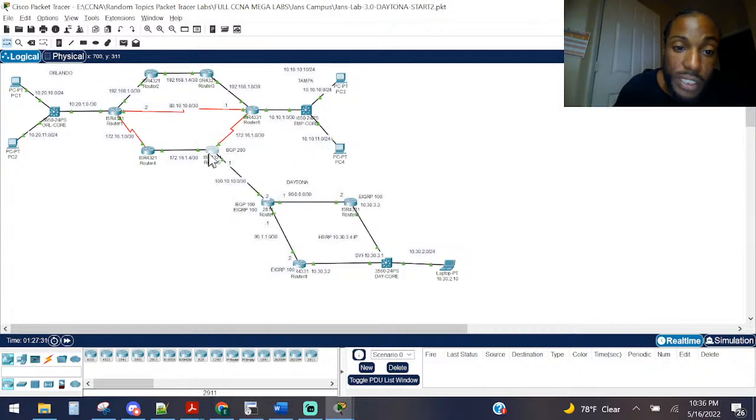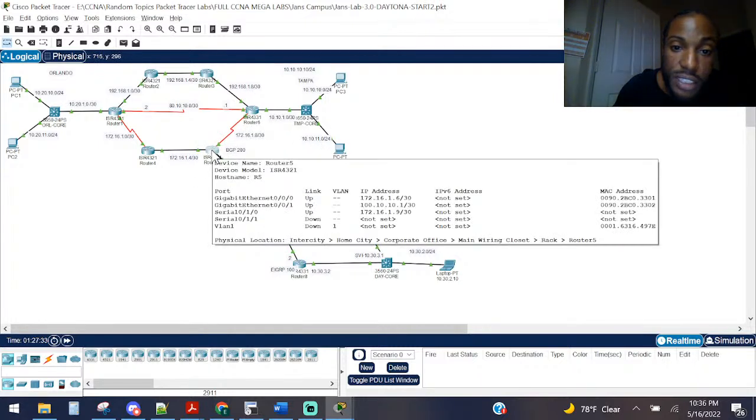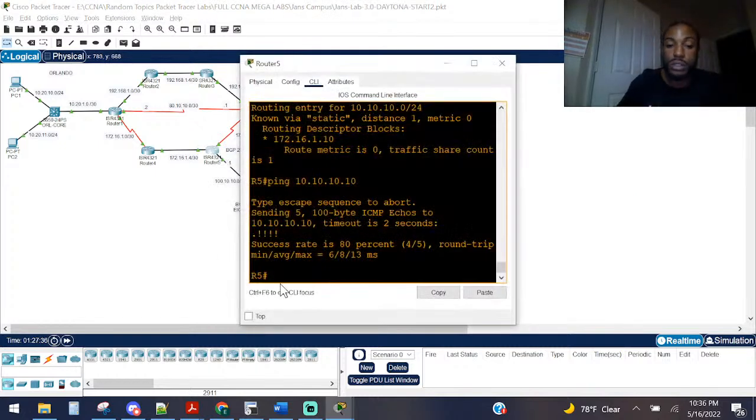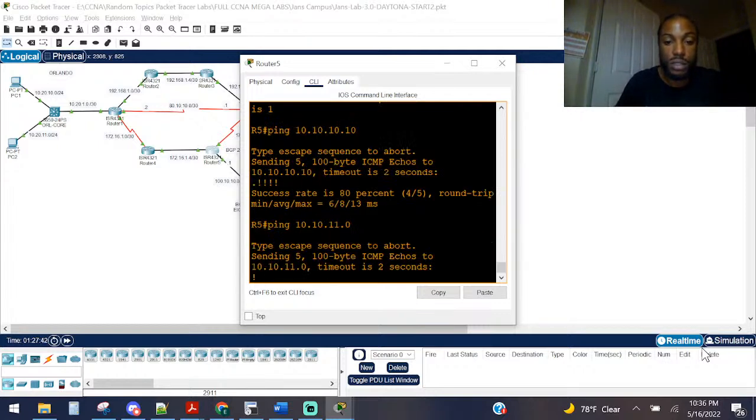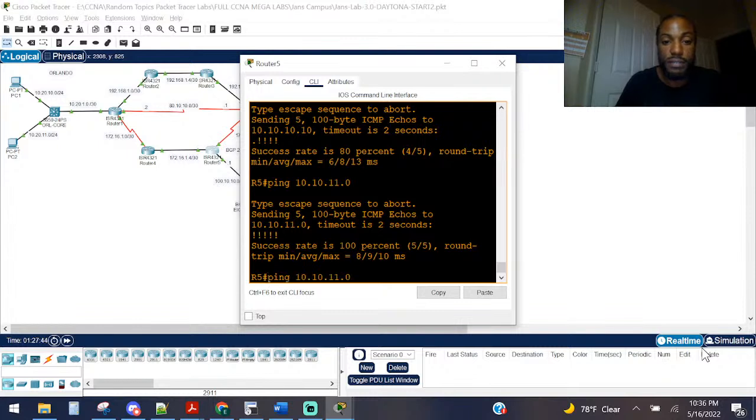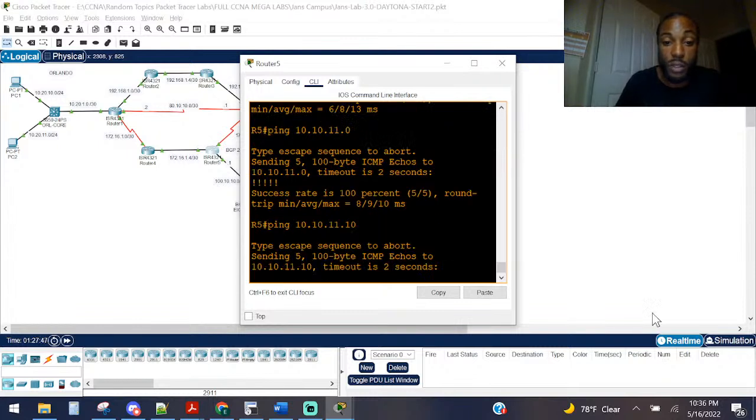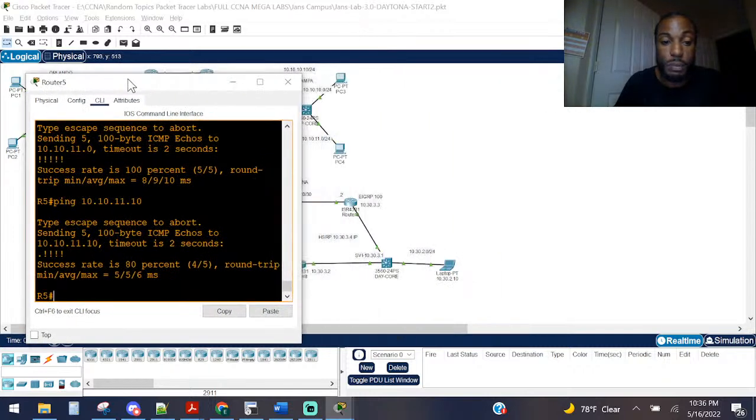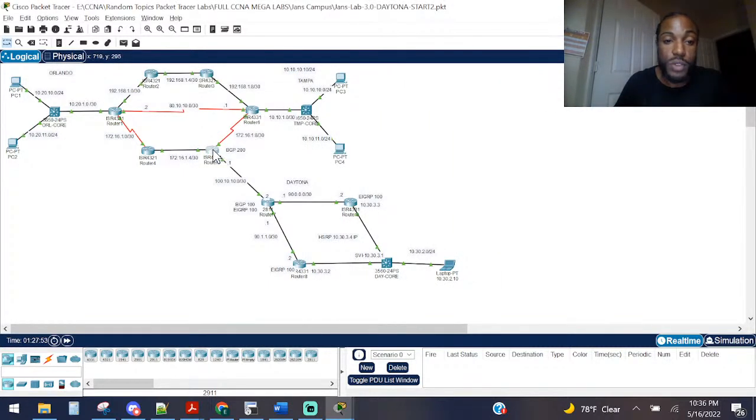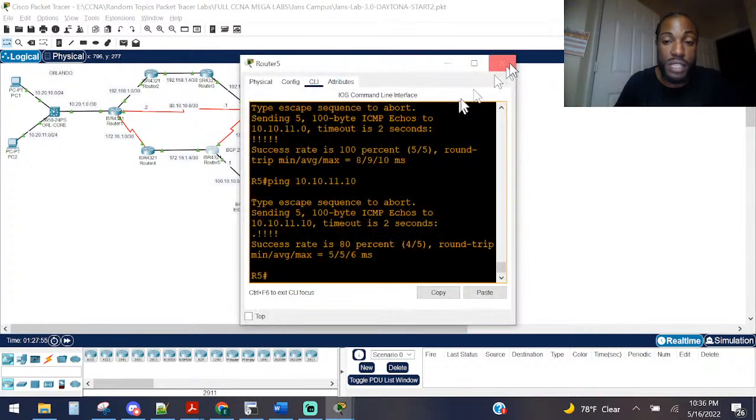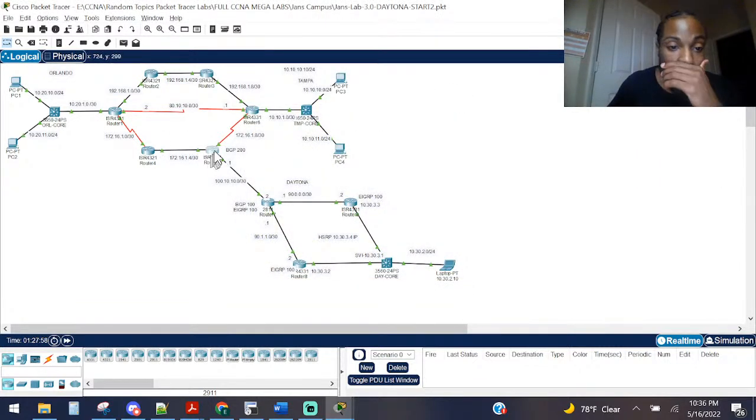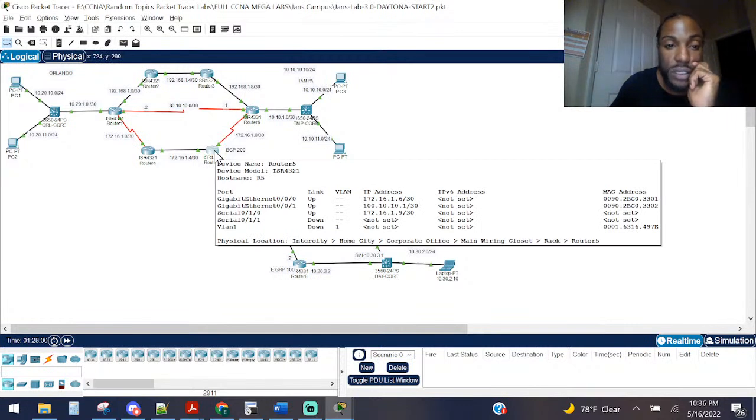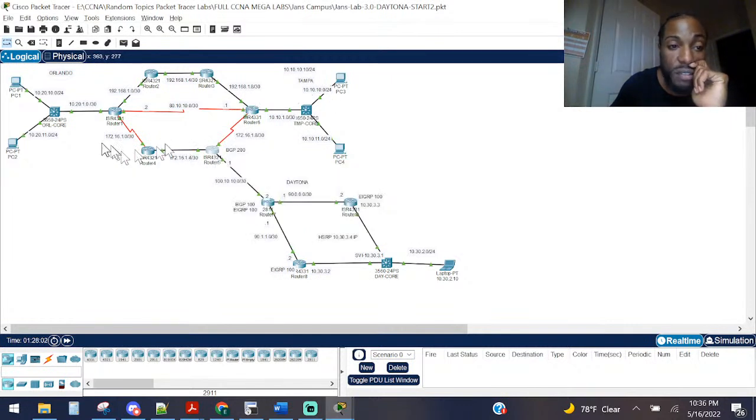Let's see if we can ping that other one in Tampa just in case. So 10.10.11.0. Ping. Oops. Not .0, I meant 10. But it still pinged. I don't know what the heck I just pinged there, but he's able to ping the other one in Tampa. So router 5 can ping Tampa and Orlando.